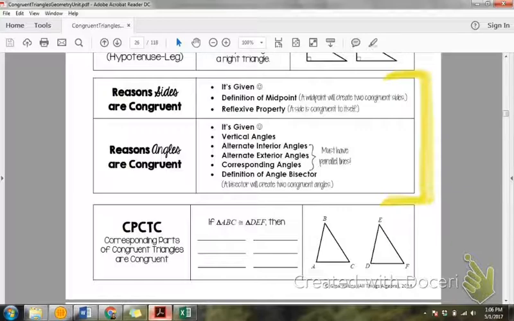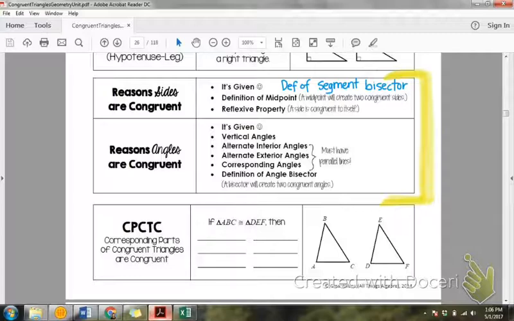One thing we're going to add to the reasons that sides are congruent on this paper is definition of segment bisector. This is page 30. That's not listed here, and that's going to be one of the reasons that we need to use. Remember, we talked about reflexive property means that it's congruent to itself. We have vertical angles down there to talk about why angles are congruent. So we're going to use this to help.